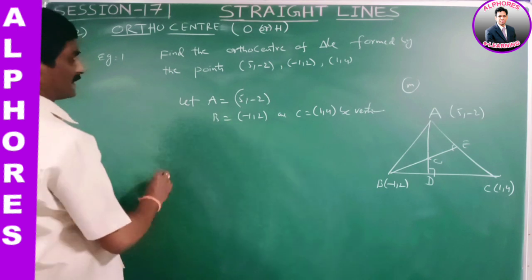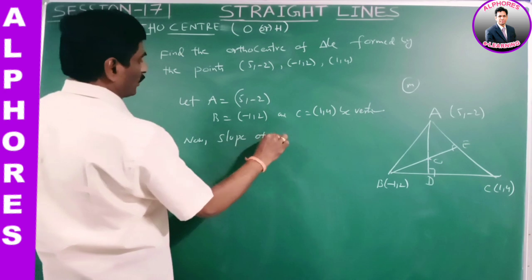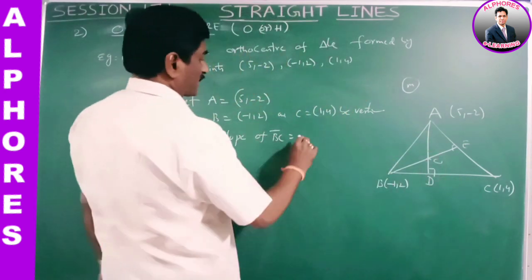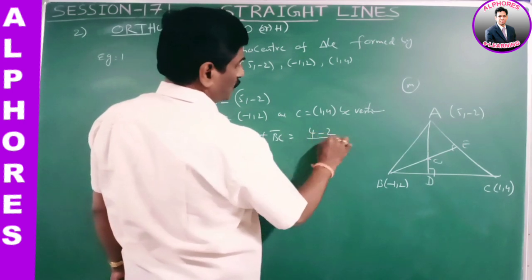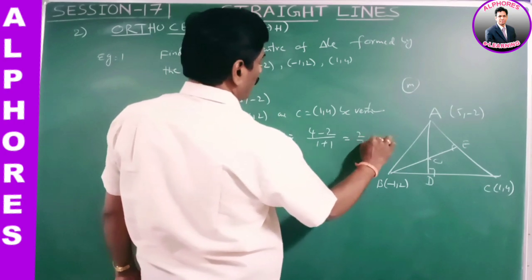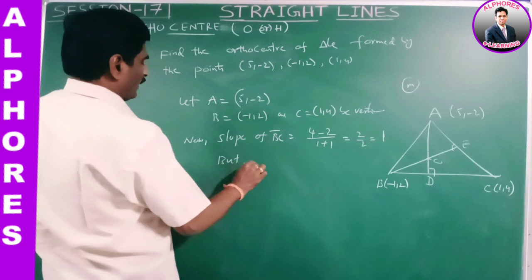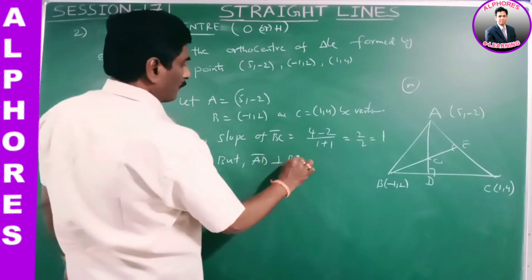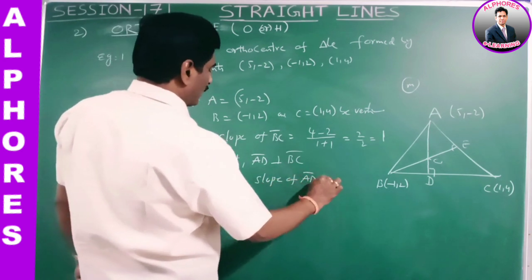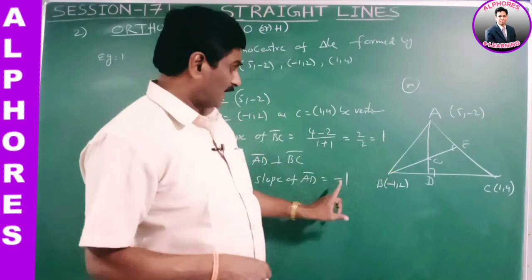Now, the slope of BC, where BC is the base here, is equal to y2 minus y1 by x2 minus x1. That means (4 minus 2) by (1 plus 1), which is 2 by 2, equal to 1. But AD is perpendicular to BC. Therefore, the slope of AD is equal to minus 1 by 1, that is equal to minus 1.